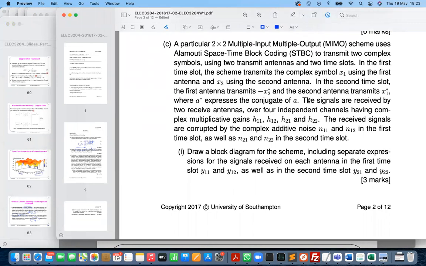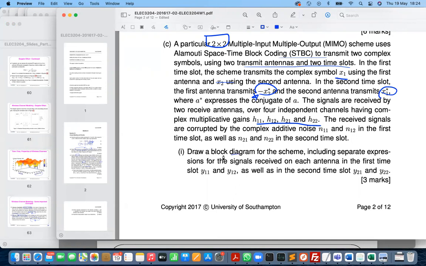Now this question is that you have a 2x2 MIMO scheme, and you use Alamouti STBC. So you use 2 transmit antennas and 2 time slots. For the first time slot, you transmit S1, S2. For the second time slot, you transmit their conjugates, and also alter the sign of the first one. And then you have 2 receive antennas as well.